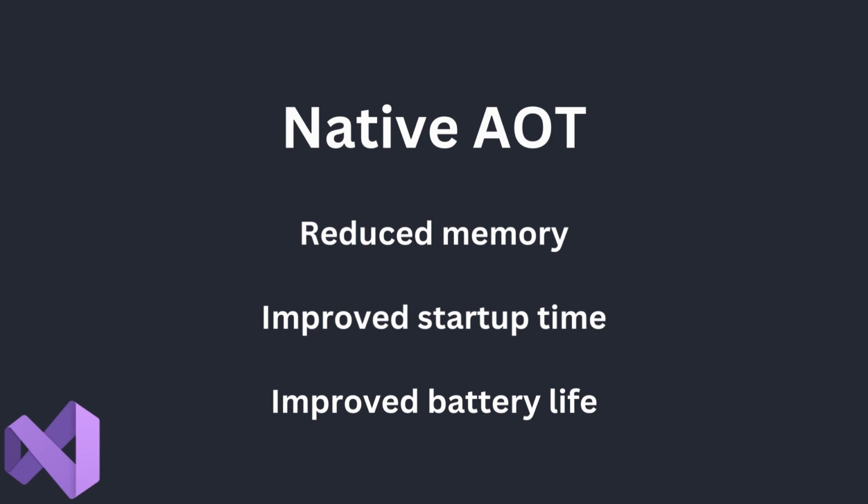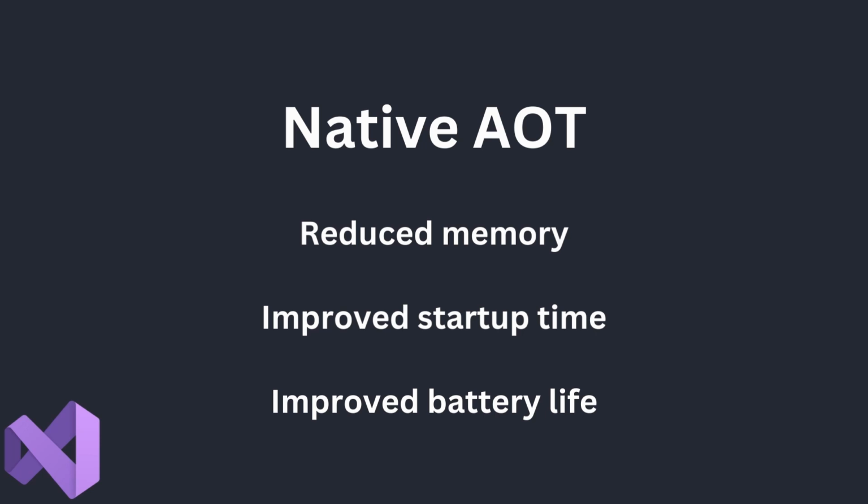Improved startup time. AOT compiled code starts up faster than JIT compiled code, as it eliminates the need for the JIT compiler to generate intermediate code and optimize the code for the specific hardware and software environment. This can be especially beneficial for applications that need to start up quickly, such as system services, serverless functions, and background tasks. Improved battery life.